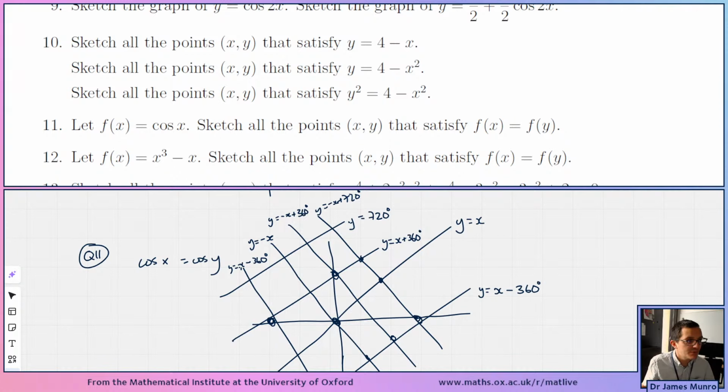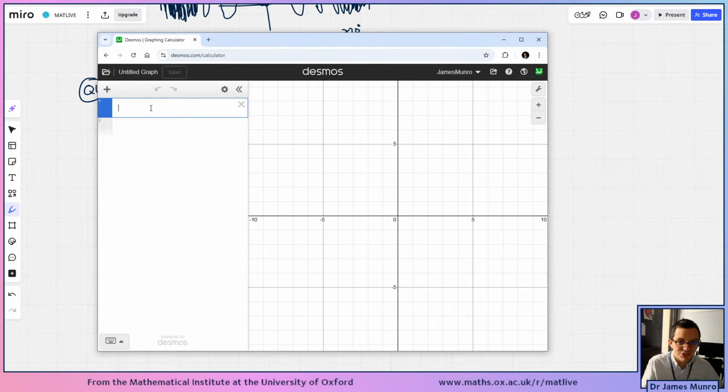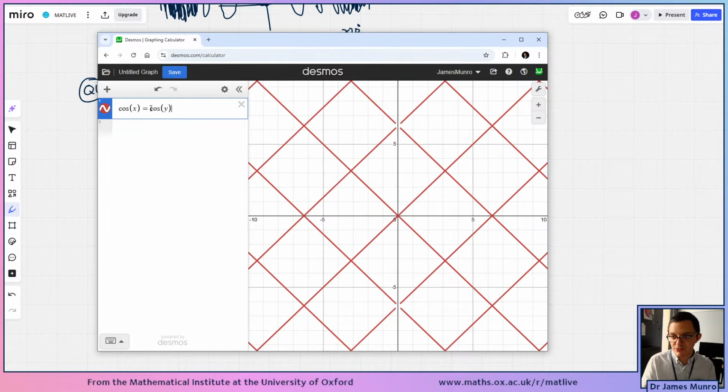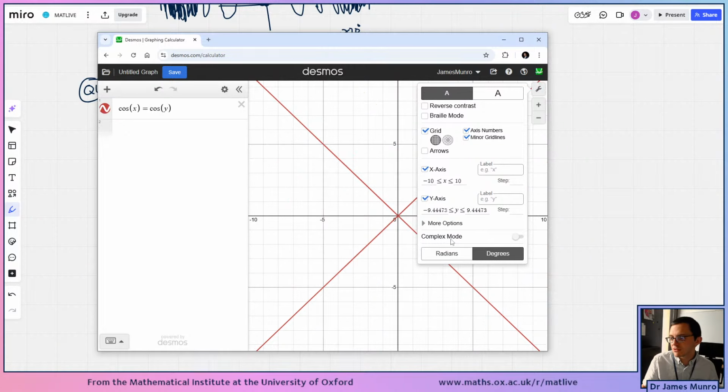Should we stick them in Desmos? We're coming up to a break. I'm going to stick them in Desmos, I think. Oh, I love Desmos. Right, back to full screen. So Desmos, this website that I like. Can't use it during exams, but we can use it to test our intuition. So cos x equals cos y. That's something we've been talking about. A nice grid, including the line y equals minus x. I'm just going to switch this to degrees.